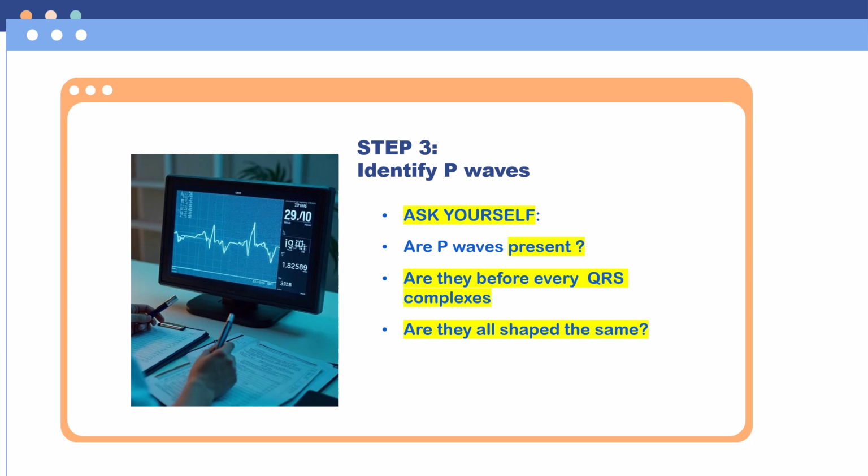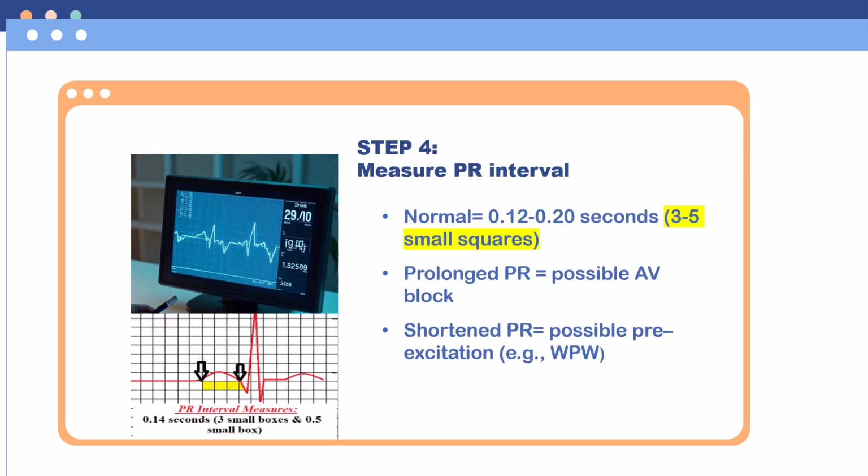So are they all shaped the same? You have to next ask your question, are they all shaped the same? Or you feel there is a prolongation, like one of the P waves is not quite 0.12 seconds, or it is not showing the number of boxes it should show.